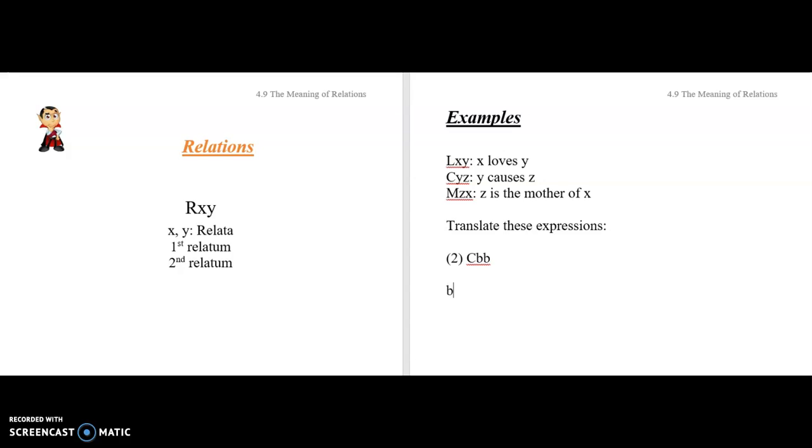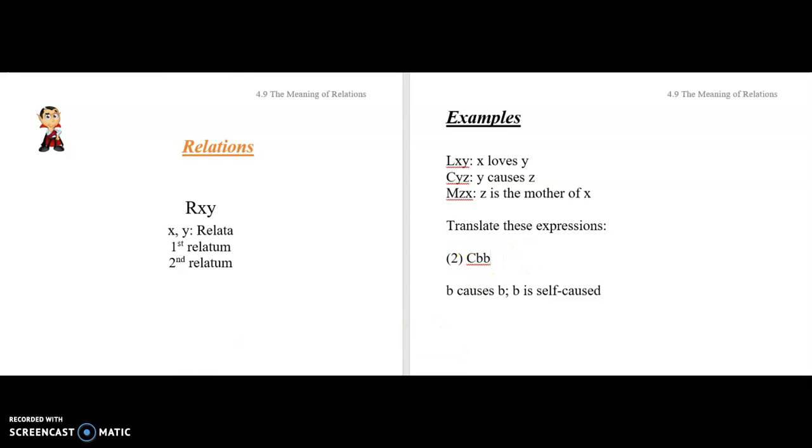So this means that B causes B, or B causes itself. B is self-caused, I guess you could put it that way. Right? B caused itself. You might wonder whether it's possible for something to cause itself or not. It's an interesting metaphysical question. Take a course in metaphysics where you discuss these kinds of issues. But that's what the sentence means, okay? That's absolutely what it means.